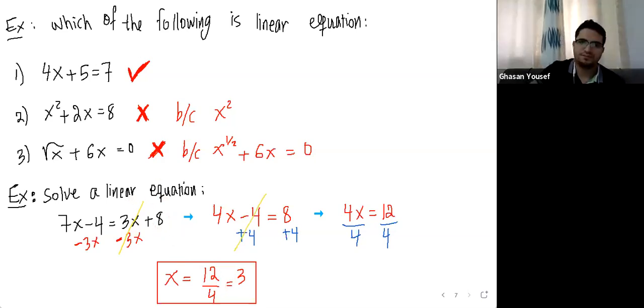So this is correct. The 3 is an answer for this linear equation, because after I plug it into the equation, they give the same answer. 7 times 3 minus 4 gives me 17. And the same thing for the other side: 3 times 3 gives me 9, 9 plus 8 gives me 17. So on both sides they give the same answer, 17. This means x equals 3 is a correct answer for this equation.